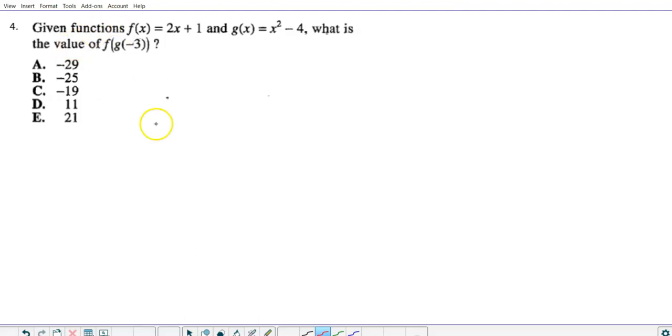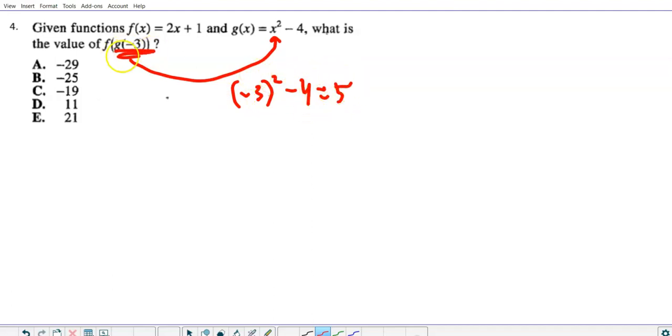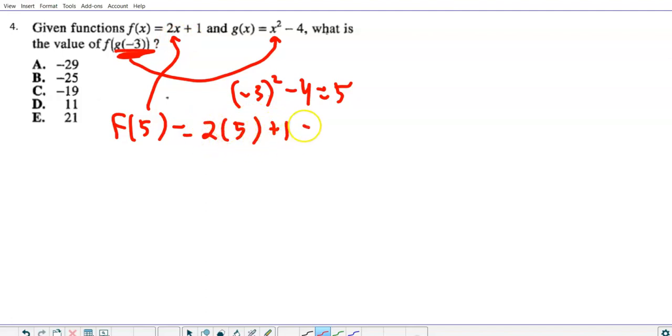Given the functions, what is f of g of negative 3? So hopefully you know how to do g of negative 3. That means you're plugging in negative 3 right there. So that would be negative 3 squared, which is 9, minus 4, which is 5. So that guy is 5, so it'd be f of 5. So now you're plugging 5 in there for x, so 2 times 5 plus 1 is 11, and you get your answer.